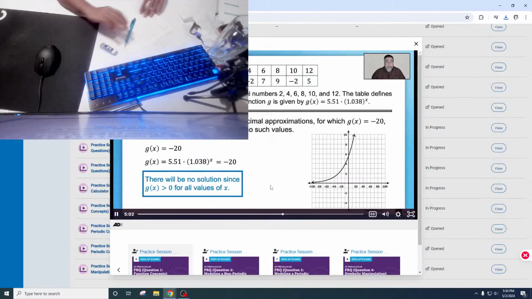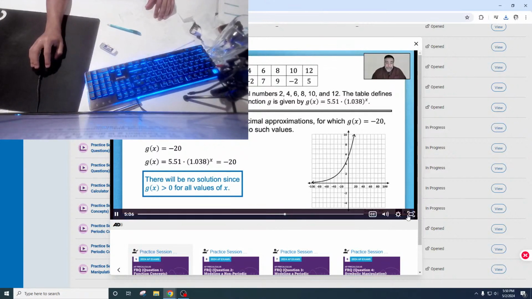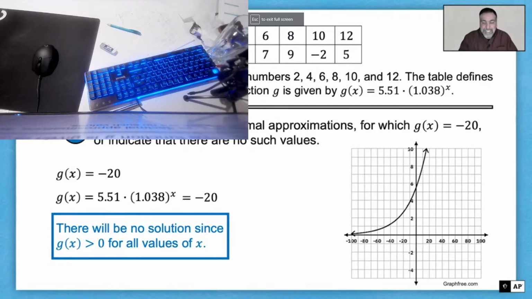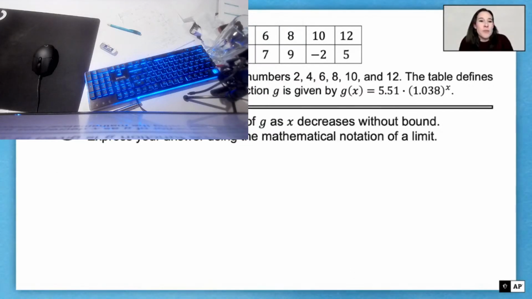If you multiply positive times positive, you're always going to end up with positive. So my first thought was, like you, there's no solution for this problem, just done in a slightly different way. If we take a look at the next part of this question, it says determine the end behavior of g as x decreases without bound. Express your answer using the mathematical notation of a limit.